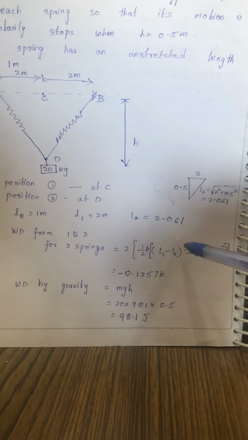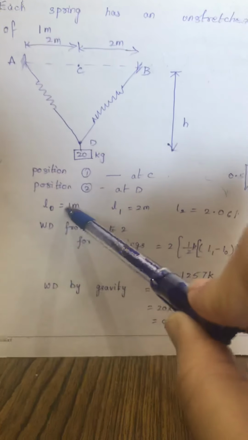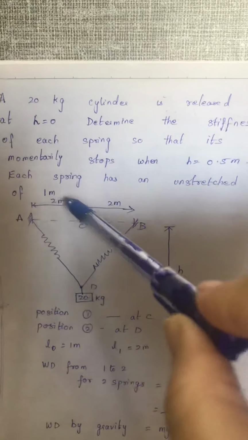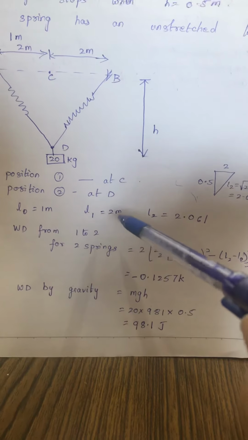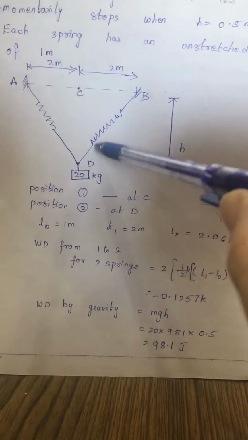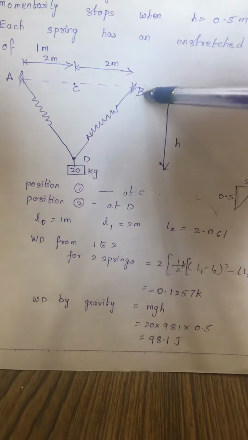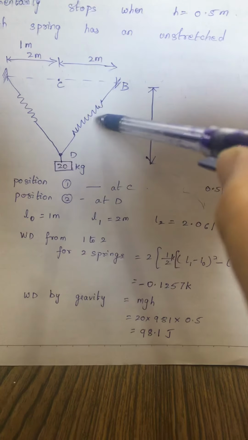So let us find out what is L1, L2 and L0. L0 is the unstretched length of the spring, 1 meter, which is given to you in the sum. L1 is the length of the spring in position 1. So when it is in position 1, the spring is horizontal. So this CB is 2 meters. So L1 is 2 meters.